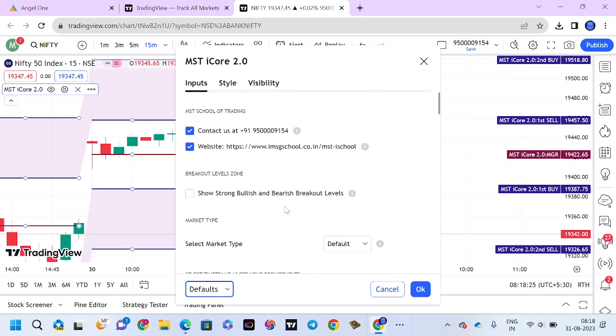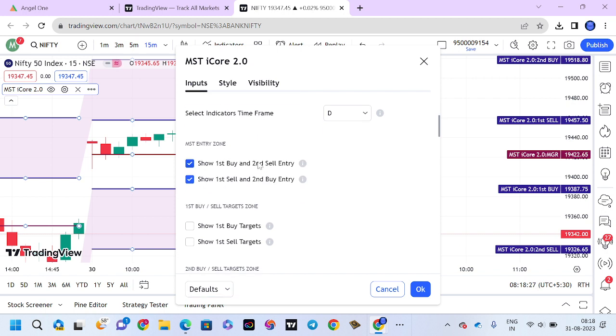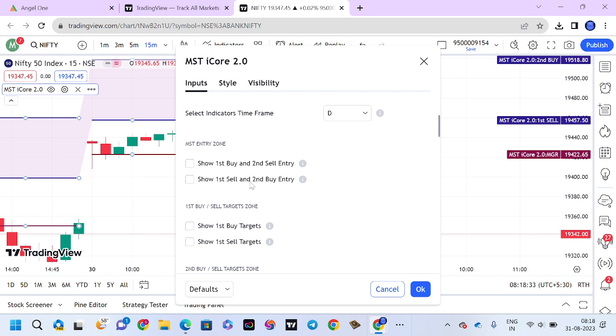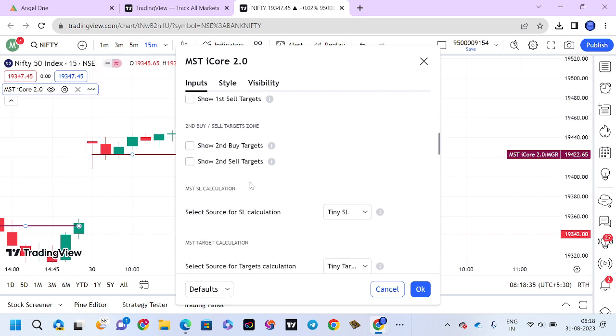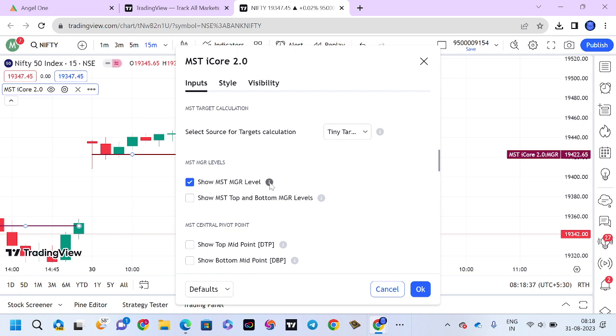Initially, if you enable this first buy, second sell, the bottom zone will be enabled. If you click on this, the top zone will be enabled. So this is the midpoint. The MGR level we have given is the MGR level. Western people call it CPR, so we are calling it MGR. But this MGR is entirely different from that CPR.